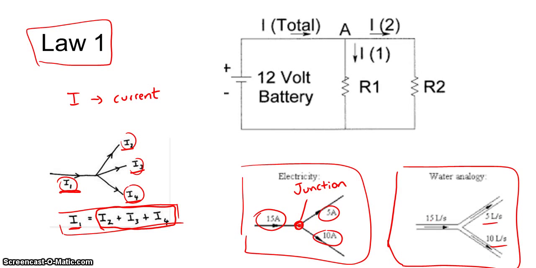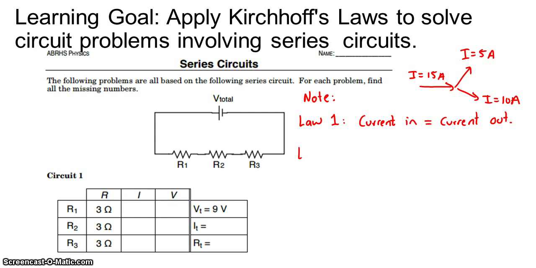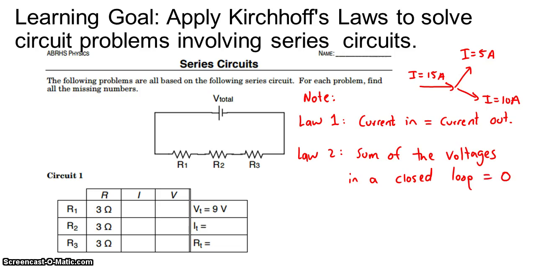So we can write that down. Law 2. Sum of the voltages in a closed loop is equal to 0.